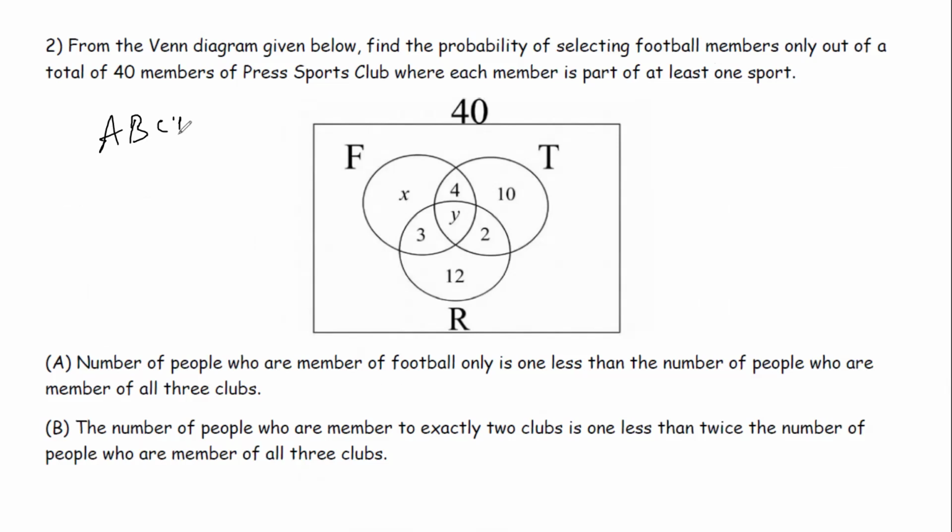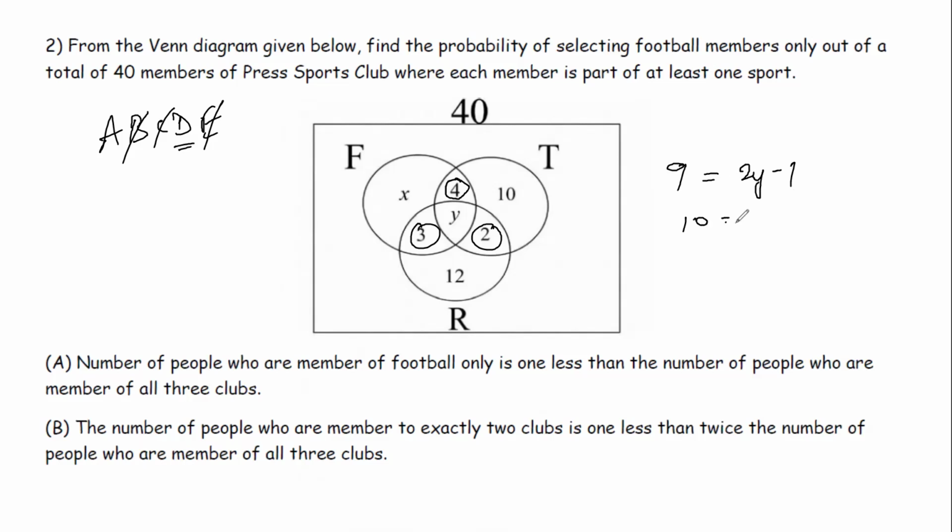So we got our answer from statement A. B, C, and E is out. Now we have to figure out whether it's D or not. The number of people who are members of exactly two clubs. So exactly two clubs are these numbers, 4, 3, and 2. So 4 plus 3 plus 2 is 9, which is 1 less than twice the number of people who are members of all three clubs.